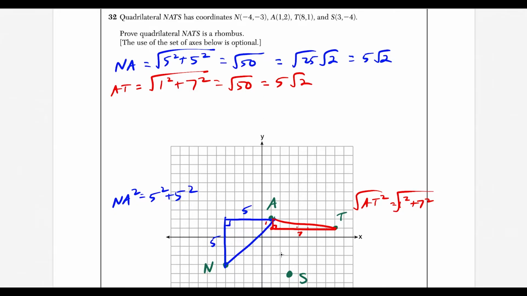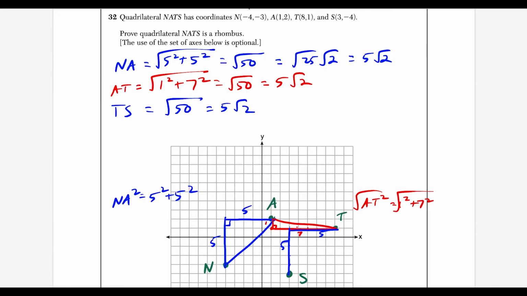So now we're going to go to TS, and you see TS, this one we're going to go up 1, 2, 3, 4, 5, and we're going over 1, 2, 3, 4, 5. So this is another scenario here where we have the square root of 50, and this is equal to 5 root 2, because we're going, once again, up 5. We'll make that darker, and we're going over 5.